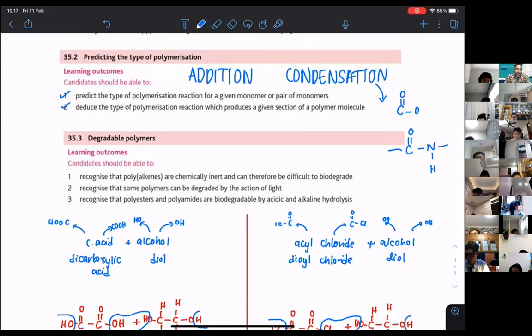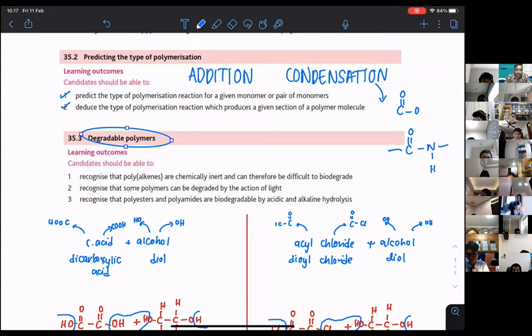Then we have biodegradable polymers. Do remember, polymers are going to be used in many things. Of course, after we use them, we throw them away. But bacteria, nature itself, under acidic or basic condition, the polymers may or may not get biodegraded depending on the bonds that exist within the polymer.